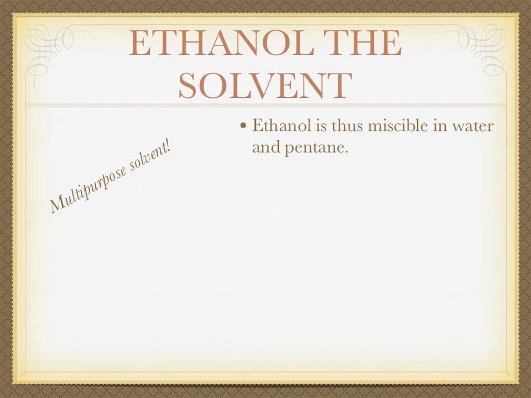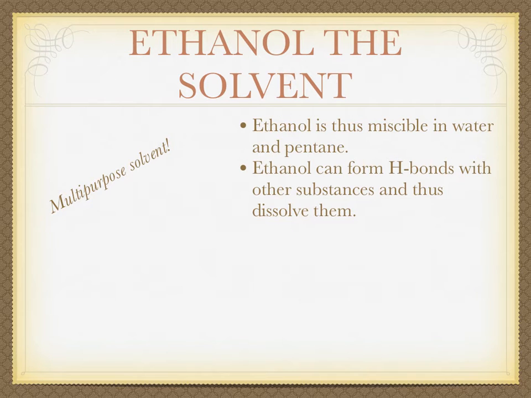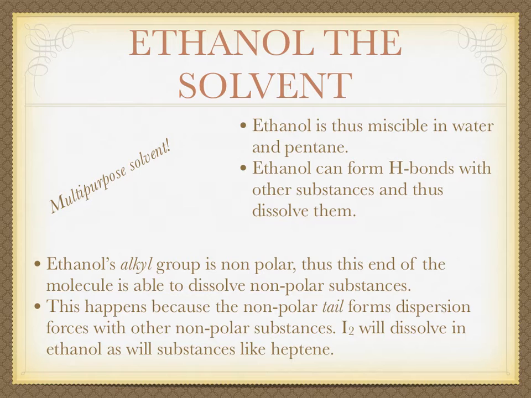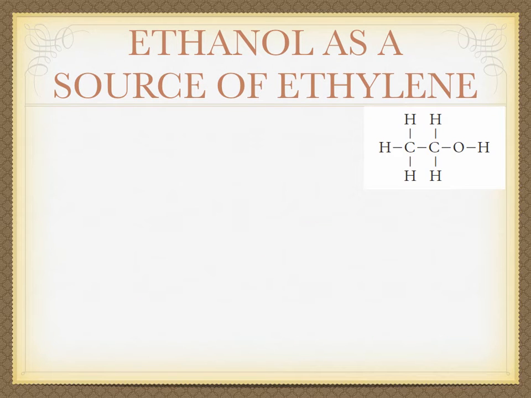That means it can dissolve in, mix throughout, a solution that is polar, water, and one that is non-polar, like pentane. It can form hydrogen bonds with other substances and therefore dissolve them. And its alkyl group, being non-polar, is able to dissolve the non-polar substances. This, for example, happens when the non-polar tail forms dispersion forces with non-polar substances, such as molecular iodine. Therefore, ethanol will dissolve in substances like heptene, which is a non-polar hydrocarbon.